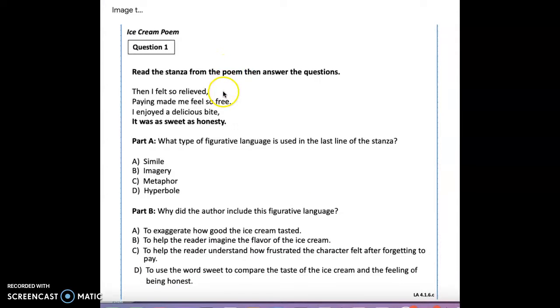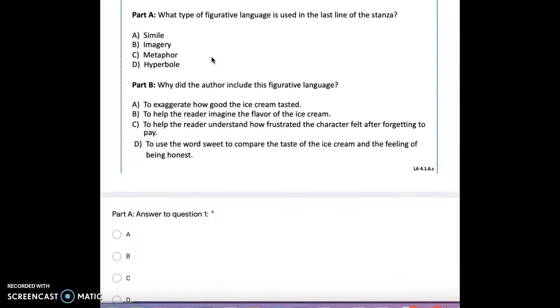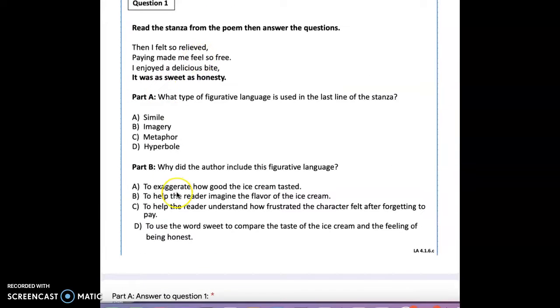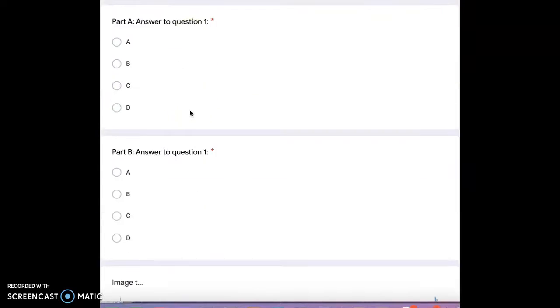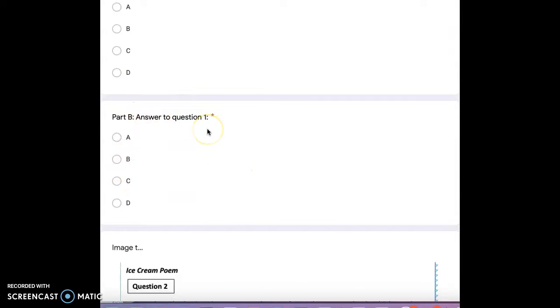And here you have a question, number 1, that is in 2 parts, Part A and Part B. And it's talking about figurative language. And then your Part B is, why did the author include this figurative language? And remember, Part B has to match with Part A for you to get the answer correct. Here's your answer to Part A. Here's your answer to Part B.